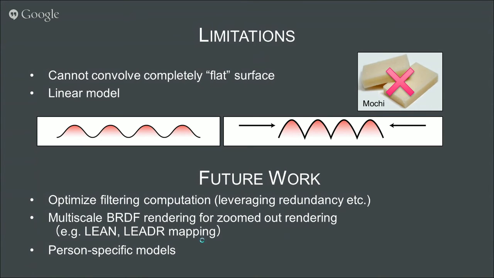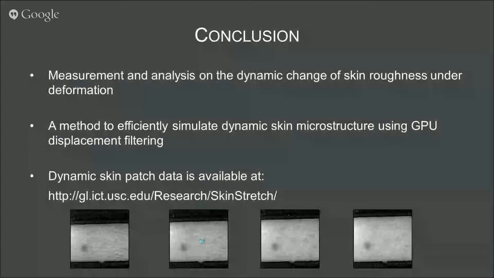Okay, so this paper measured and analyzed the dynamic change of the skin roughness and the deformation, and we propose a method to efficiently simulate dynamic skin microstructure, which can be efficiently implemented on GPU. And the skin patch data is uploaded to our website, so you can download and play around with it.